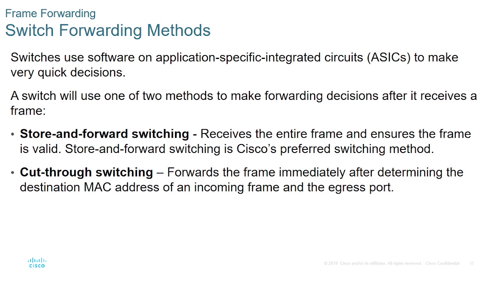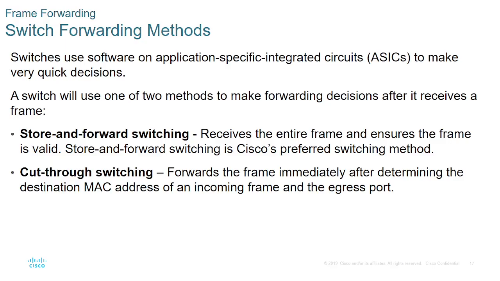In this case, it receives the entire frame and ensures the frame is valid. Store and forward is the Cisco preferred switching method. It stores the frame first, checks if the frame is valid, and then transmits it. So this ensures that invalid frames or error frames are not sent across a network. It cleans up your network for you.